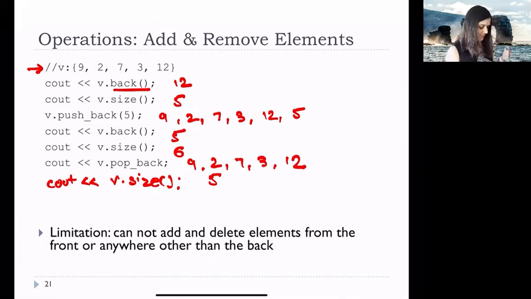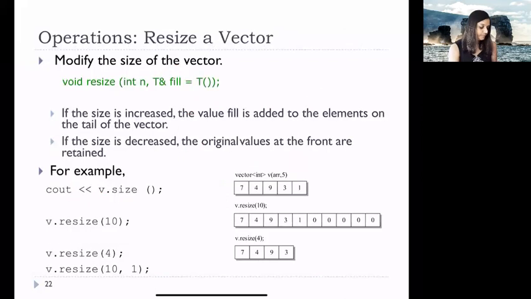Very straightforward, simple concepts. The limitation is you cannot add and delete elements from the front or anywhere other than the back. Vector class allows you to add and remove only from the back. So as you see, all the functions here are push back, pop back, and print. Print, you can print all the items of the vector using the index, but adding and removing an element can only happen at the end of the vector.